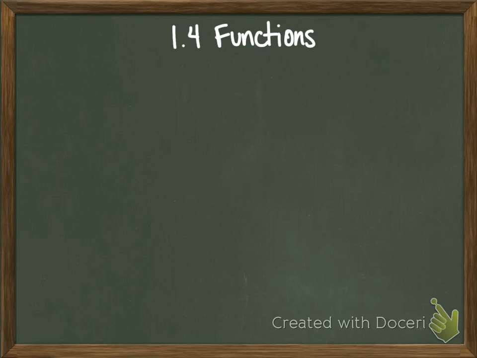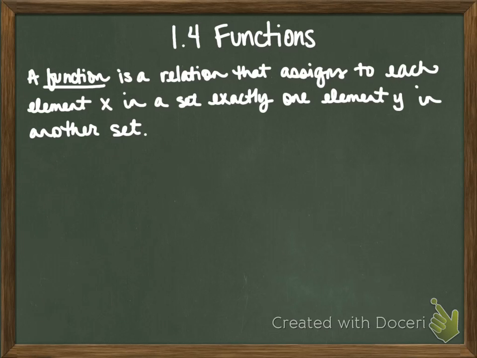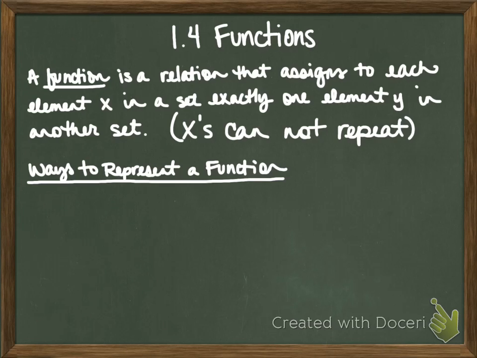Okay, section 1.4 on functions. So a function is a relation that assigns to each element x in a set exactly one element y in another set. And all that means is that the x's cannot repeat in order for something to be a function. So for every x value, there is only one y value, not two different y's, not a positive and a negative, only one.